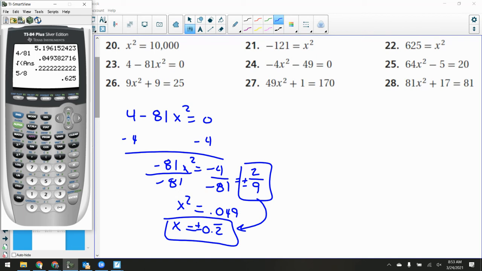1 6/7. That's good. 13/7. What is that as a decimal? 13/7 is 1.86.